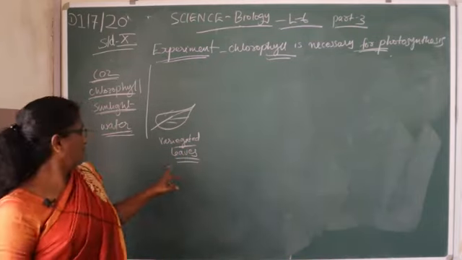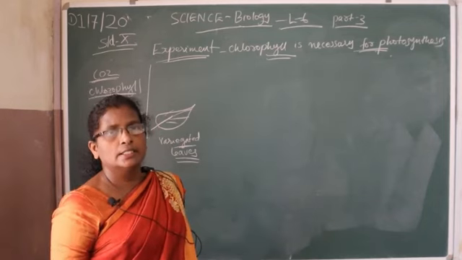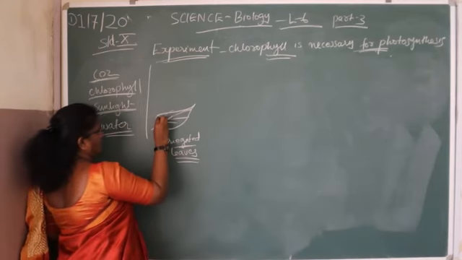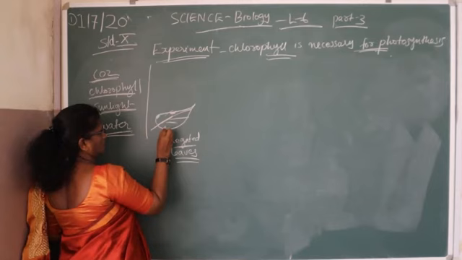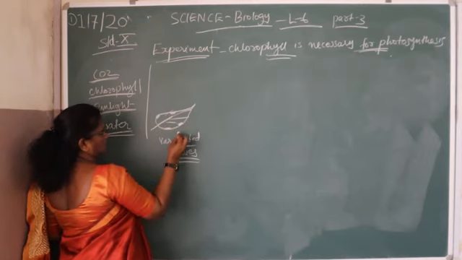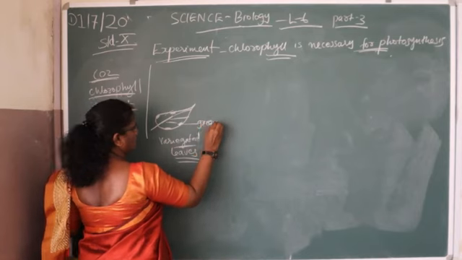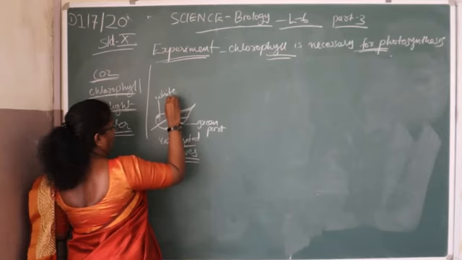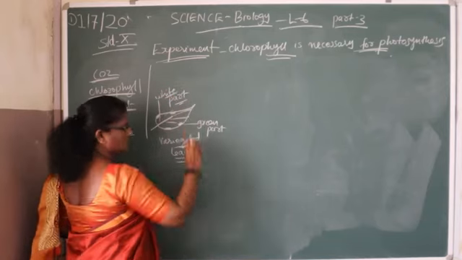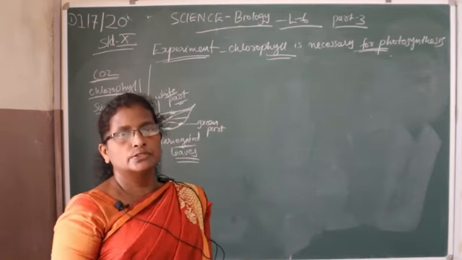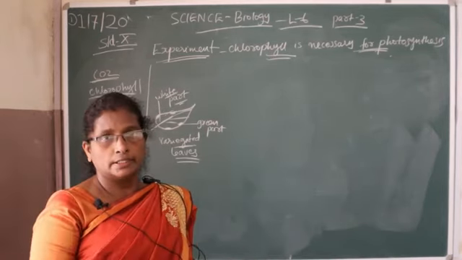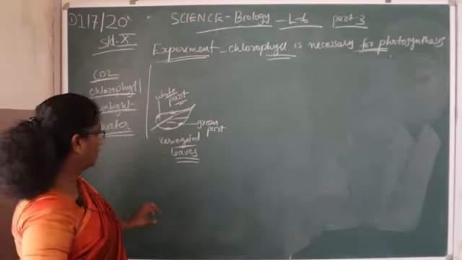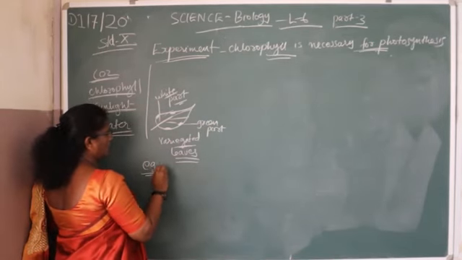Students, these are the variegated leaves. Variegated leaves means the leaves that are partially green and partially white: a green part and a white part. An example is the money plant.